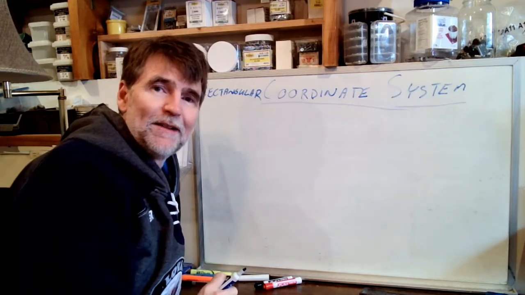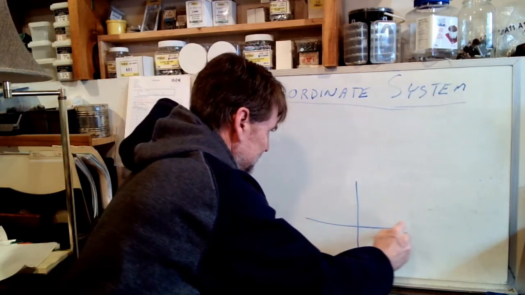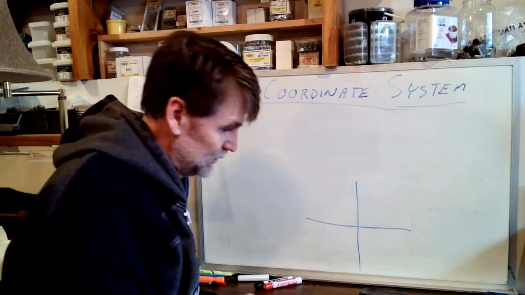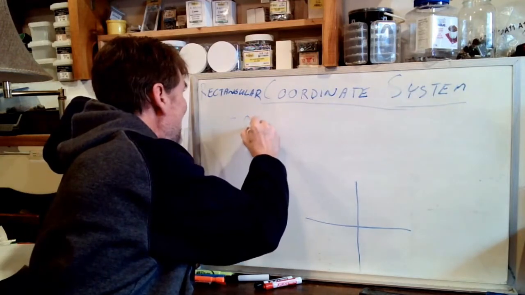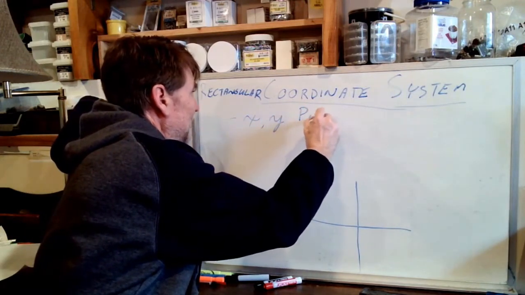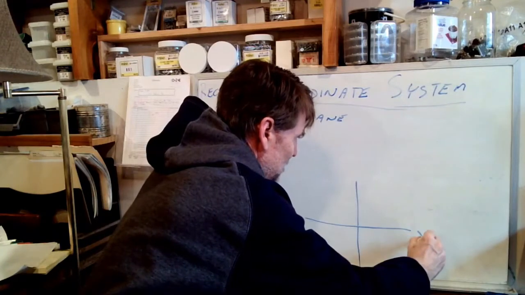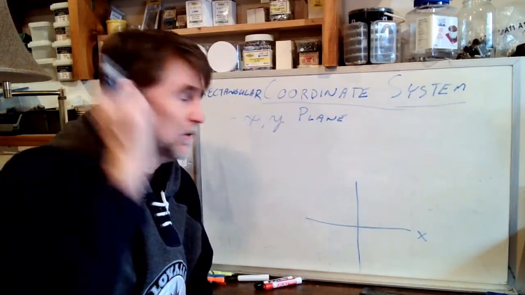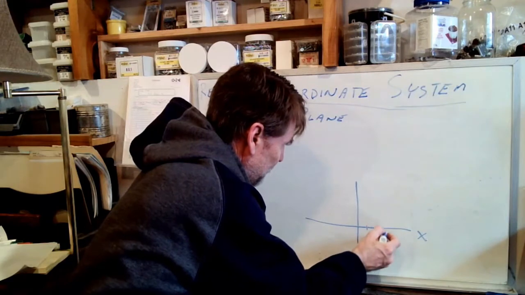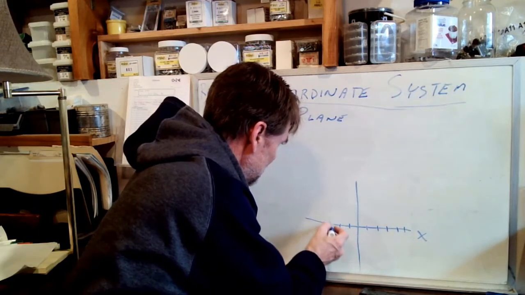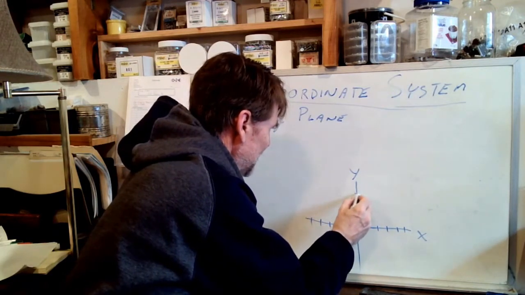Okay, the rectangular coordinate system, let's start with the very beginning. But now we're going to look at this very differently. The rectangular coordinate system is built on what we call an x, y plane. The x value is our horizontal line right here, and it is graduated like this. Then this is the y-plane here, and again, it's graduated this way.